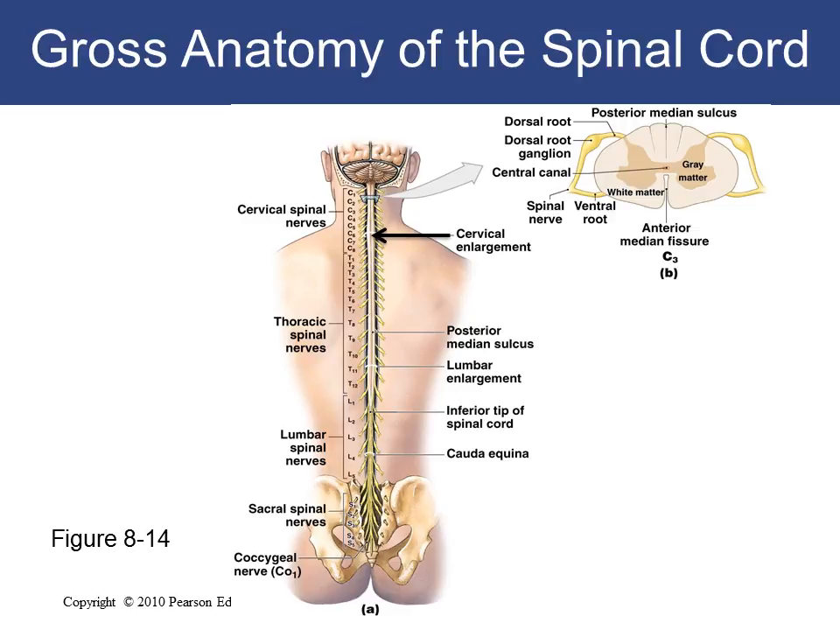We have the cervical enlargement, which is between C4 and T1, and I said this enlargement receives sensory input from the upper limb and sends motor output to the upper limbs. And the second enlargement is the lumbar enlargement between T9 and T12, and this one receives sensory input from the lower limbs and also sends motor output to the lower limbs.